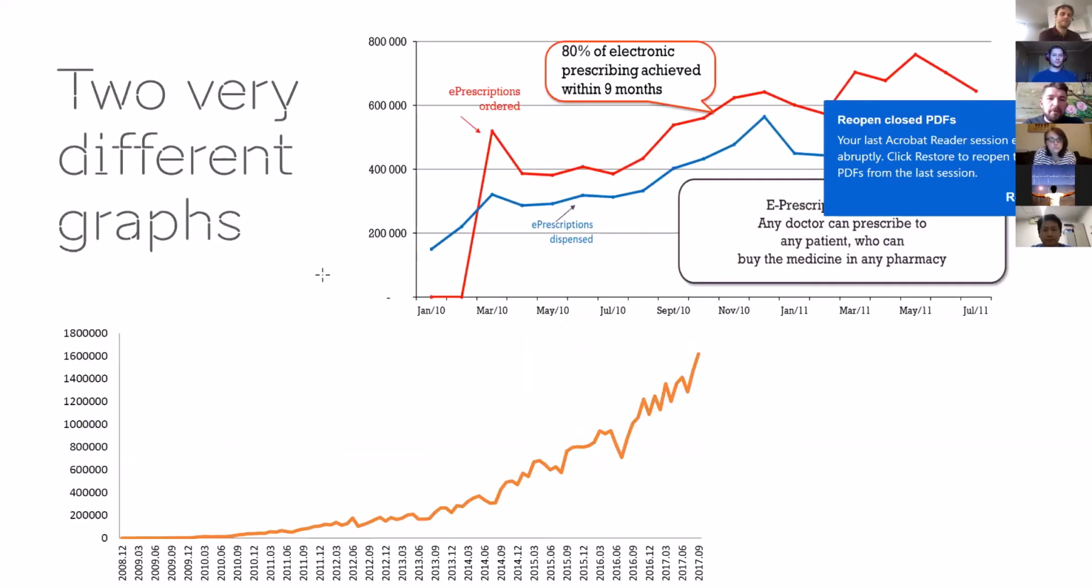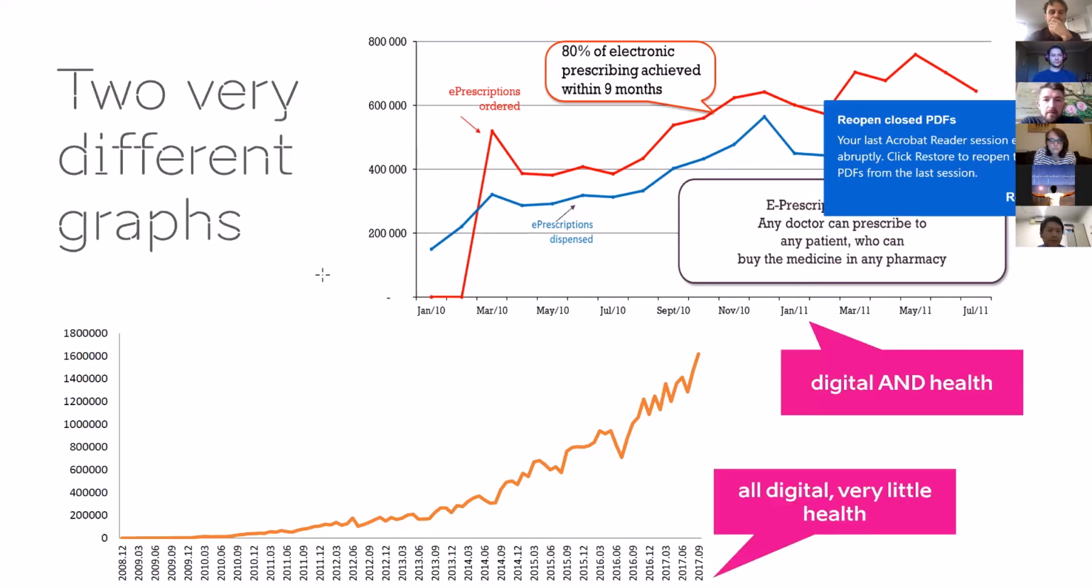I'm going to show you 2 very different graphs. The top graph is our electronic prescribing. So electronic prescribing took us 9 months to go from 0 to 80%. So it was a very fast uptake. And by now, every prescription is digital. The below graph is the uptake of our national EHR, which took us 6 years to even start to get going, and then an additional 2 years to start to see exponential growth in usage. And I think there's a very clear reason for this: the top e-prescriptions are a good balance between digital and health.